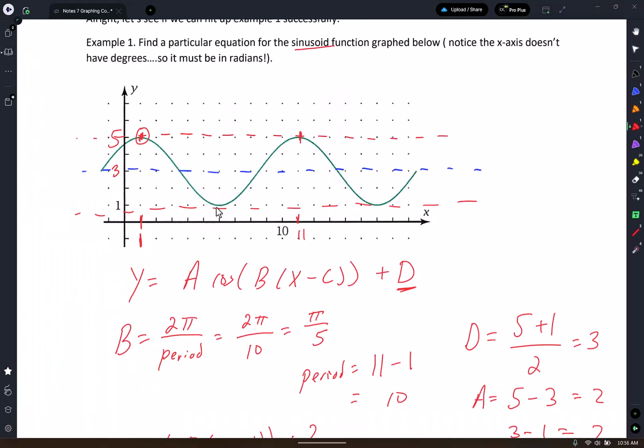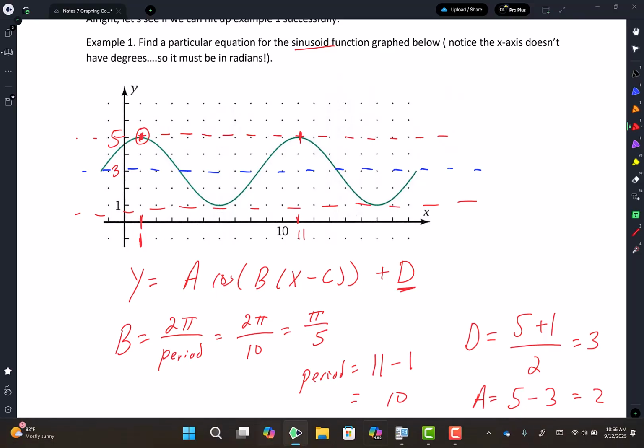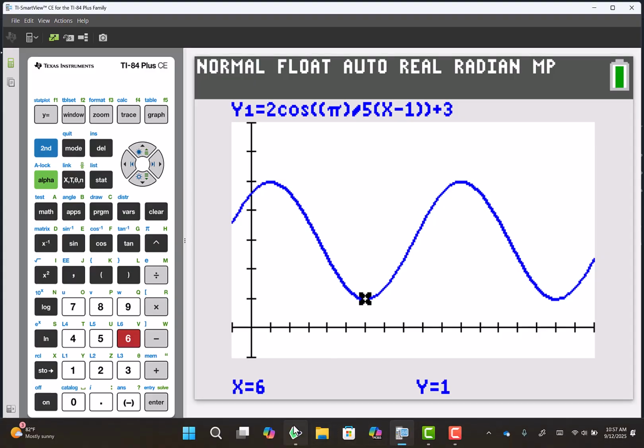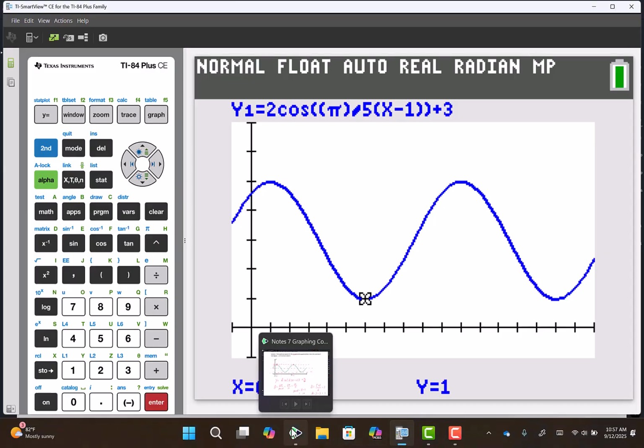So look, where do I have a min here? That looks like 6: 1, 2, 3, 4, 5, 6. At 6, I have a min. So if I push 6 and I push enter, I better be at a min. And there it is, 1. Do you guys see how we did it? So this one works.